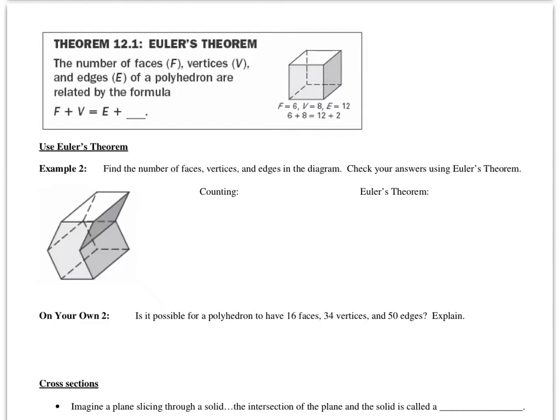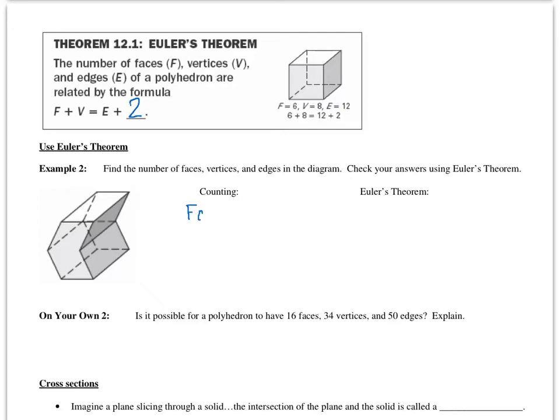So theorem 12.1, this is called Euler's theorem. The number of faces f and vertices v and edges e of a polyhedron are related by this formula. So faces plus vertices equals edges plus 2. Okay, faces plus vertices equals edges plus 2. So example 2 says find the number of faces, vertices, and edges in the diagram. Check your answers using Euler's theorem. So looking here at my problem, on the front and on the back, I've got two faces. And then I've got 1, 2, 3 in the top half and another 1, 2, 3 in the bottom half. So that gives me 8 faces all together.